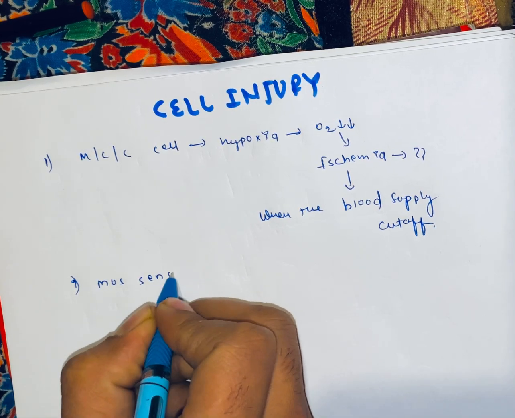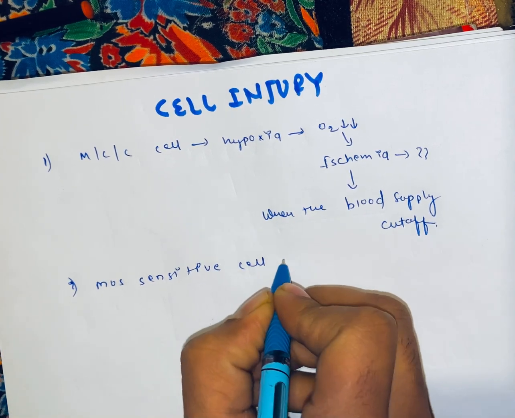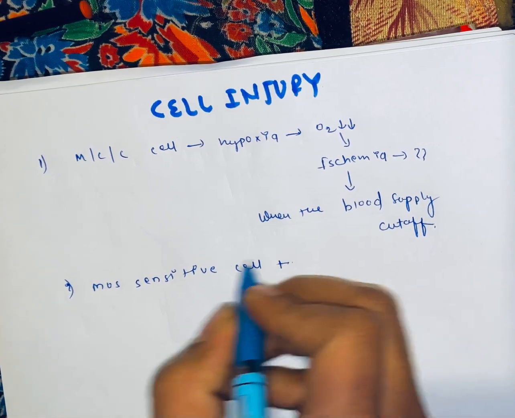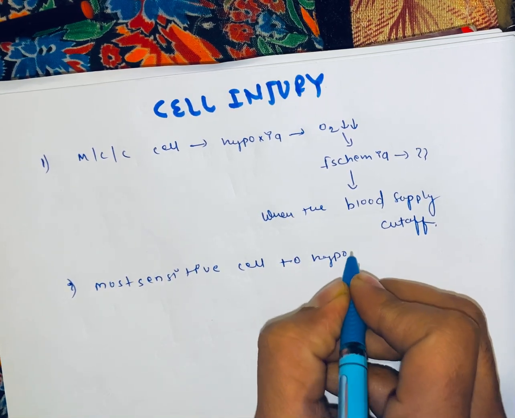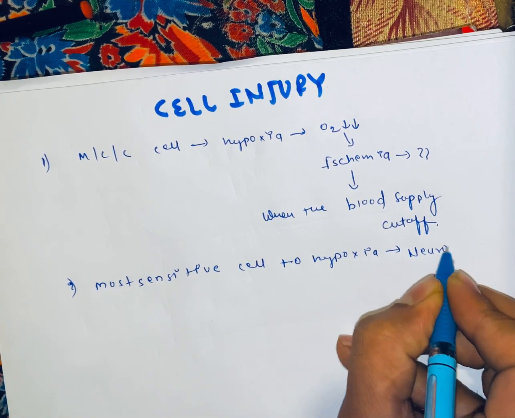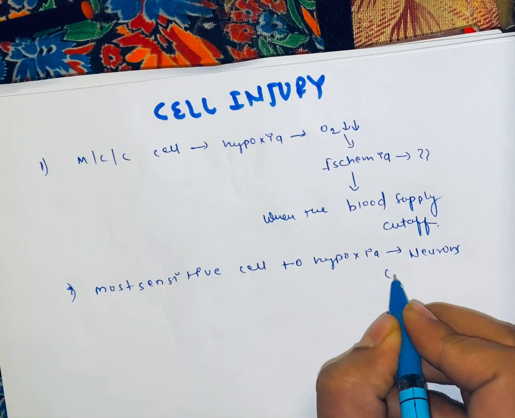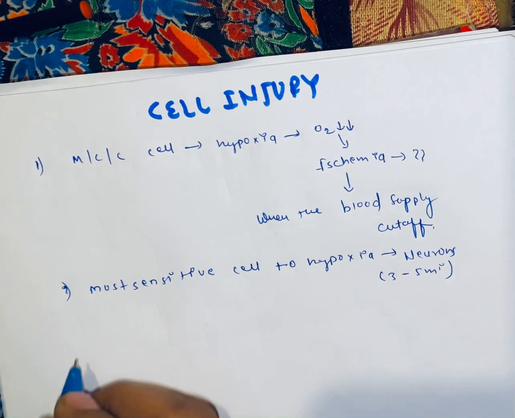And the second question comes here: the most sensitive cell to hypoxia is neurons. And how many minutes can they tolerate? 3 to 5 minutes. Beyond it they will die.